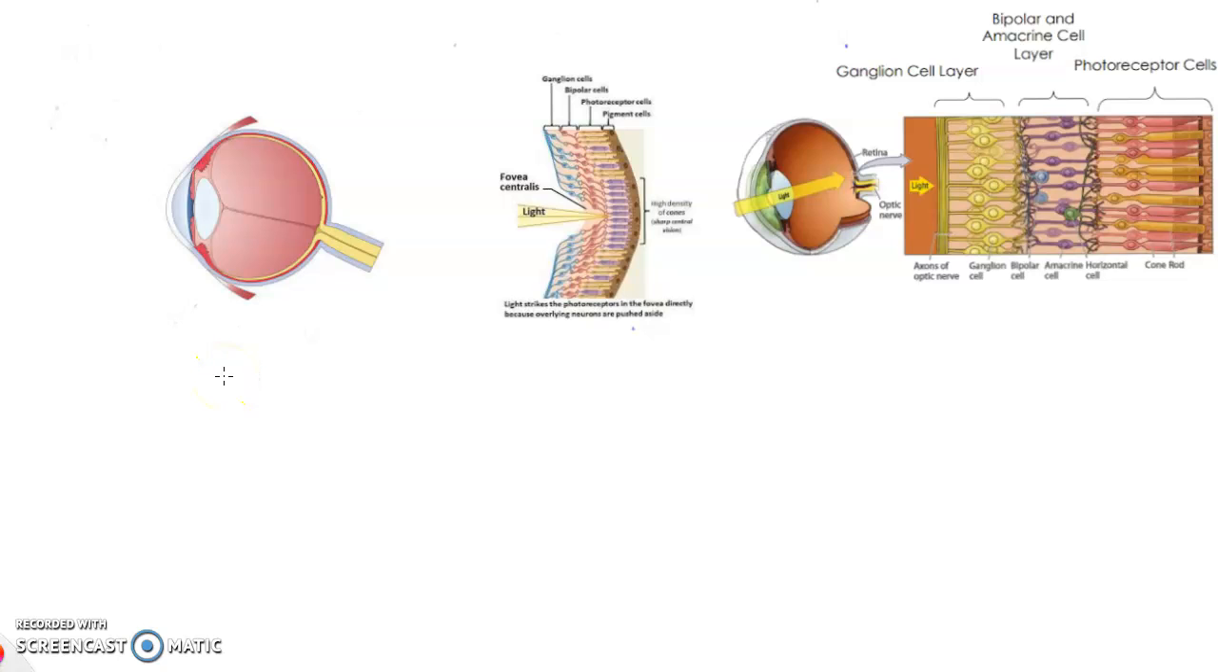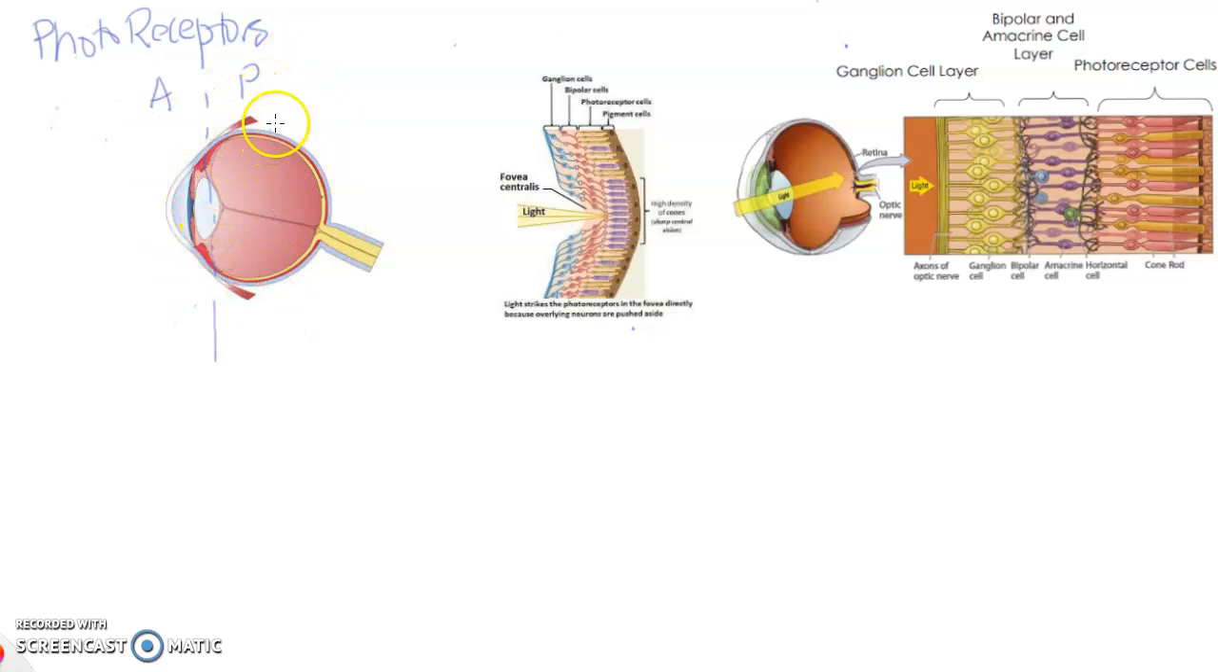All right, so we're talking about vision, and the receptors that we utilize or that create vision are called photoreceptors. So the eye itself basically has two parts. There's an anterior and a posterior chamber. They're both fluid filled. And the eye itself is encompassed by three layers.